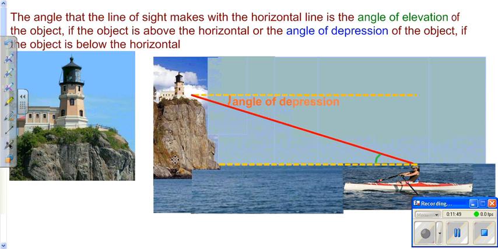Angle of elevation and angle of depression. Angle of elevation: if you're down here in your kayak looking up at the lighthouse, and this happens to be Split Rock Lighthouse on Lake Superior. When you're here looking from the horizontal and looking up, this right here is referred to as your angle of elevation. However, if you are up at the lighthouse and looking down to the kayaker, looking from here, the angle down from the horizontal is referred to as your angle of depression.